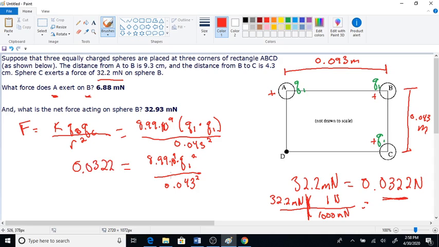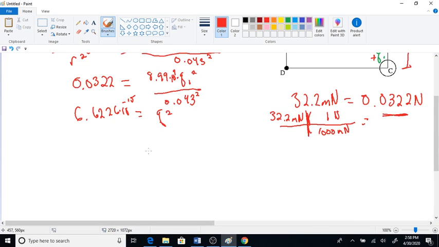Okay, so now we're going to solve. I'd multiply by 0.043 squared, divide by this k value, and then take the square root. Q squared, after you get this all down, gives us 6.6226 times 10 to the negative 15th. Take the square root of it, and you get Q is equal to 8.1379 times 10 to the negative 8 coulombs.